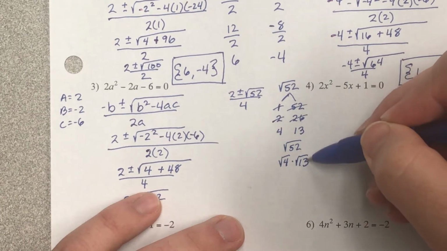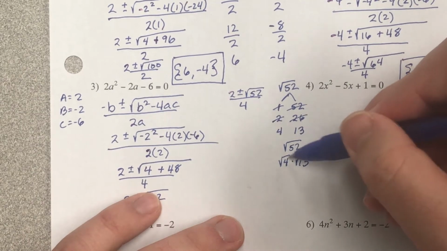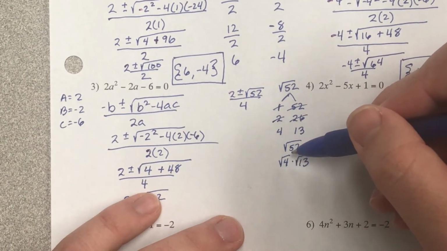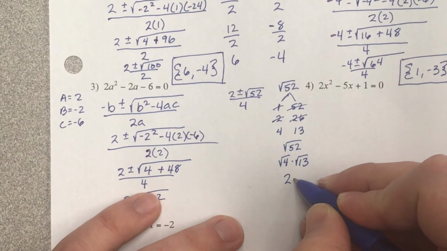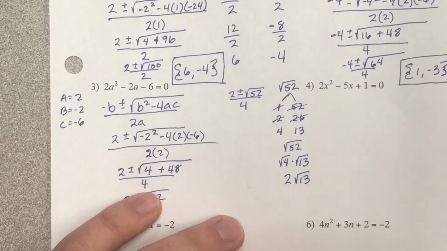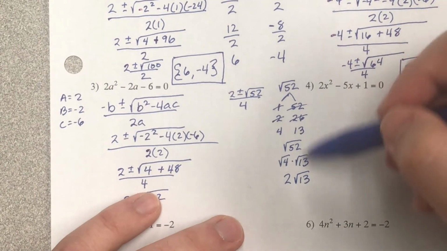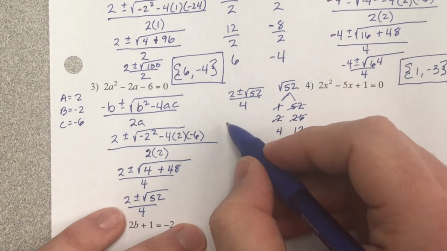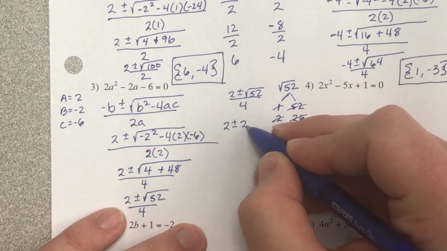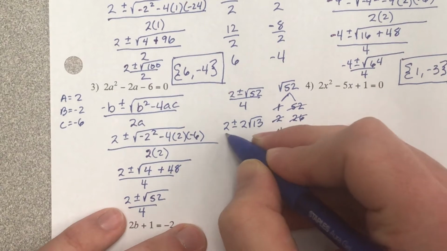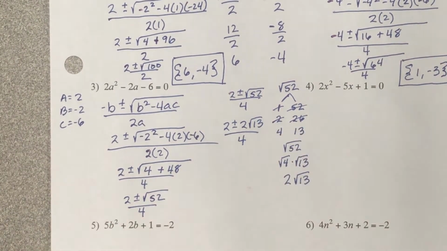These two are equivalent. But now we can simplify this because the square root of 4 is a perfect square root. We can simplify it down to 2 and say 2 times the square root of 13. And that's the square root of 52 simplified. So now we can rewrite it here as 2 plus or minus 2 square root of 13 all over 4.